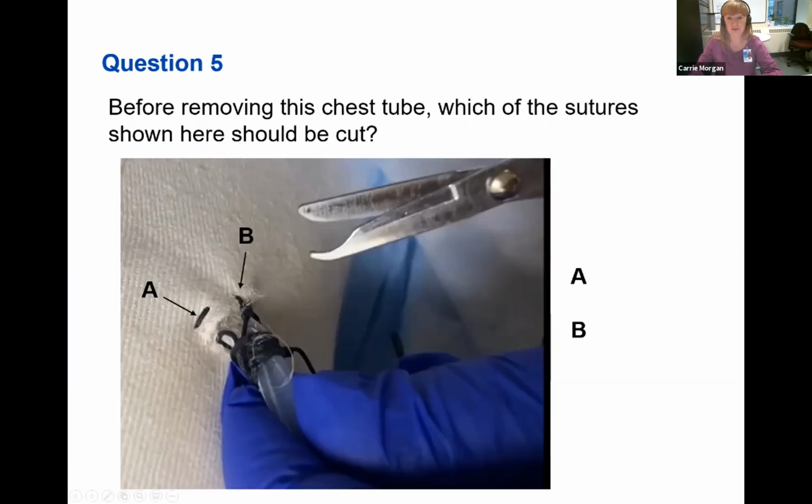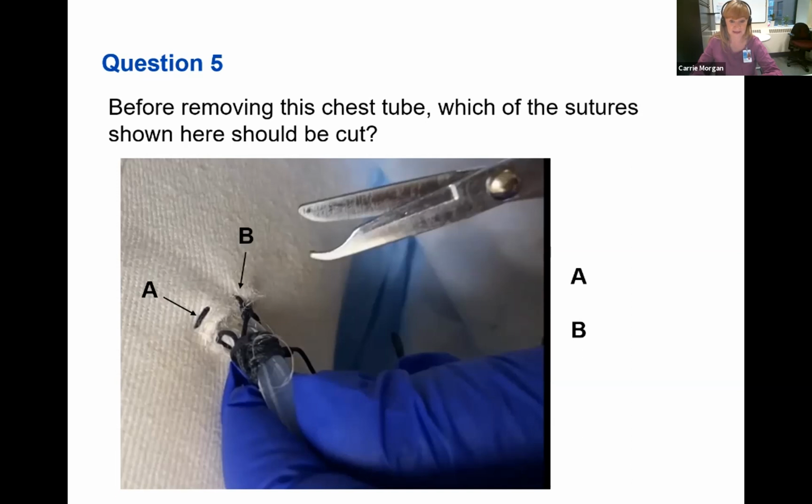Okay, before removing this chest tube, which of the sutures here should be cut? So let's have a look. You guys said 78% B. That is correct. It can be very challenging sometimes to differentiate between the purse suture and the retention suture. So sometimes you've got to really get up close and personal and make sure that you're cutting the correct suture. And that's this one right there.